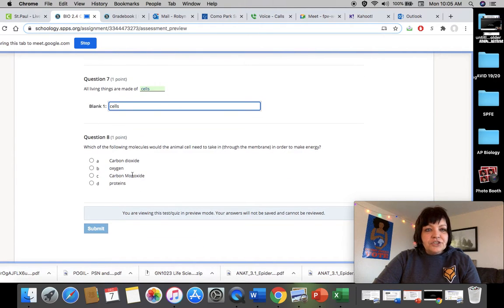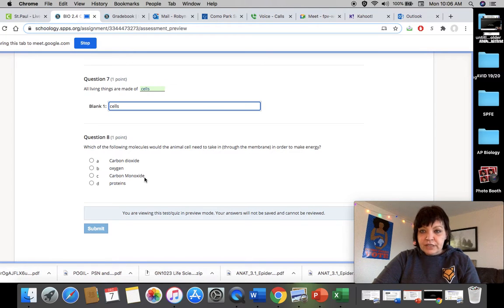And let's see, question 8 finally. Which of the following molecules would the animal cell need to take in through the membrane in order to make energy? So here you have to think about, what do animals need? Do animals need carbon dioxide? No, we exhale more carbon dioxide than we inhale. Do we need oxygen? Maybe. Do we need carbon monoxide?